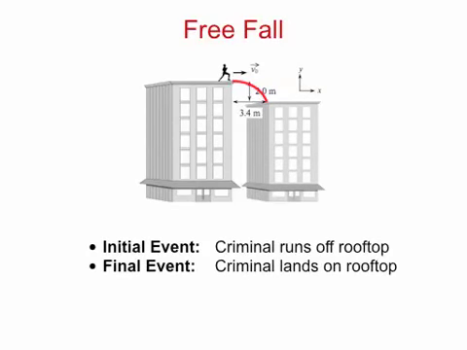The free fall happens between two events. The initial event is when the criminal runs off the rooftop of the first building, and the final event is when the criminal lands at the edge of the rooftop of the second building. Let's tabulate what we can glean about the kinematic variables from the information given in the problem.